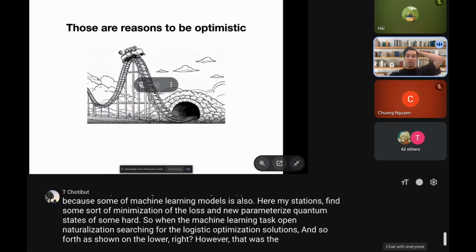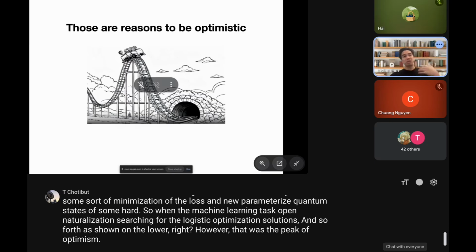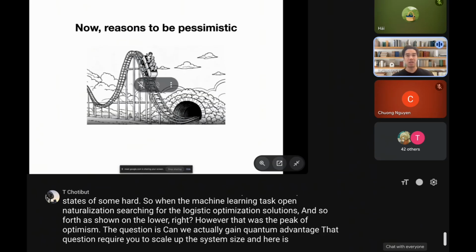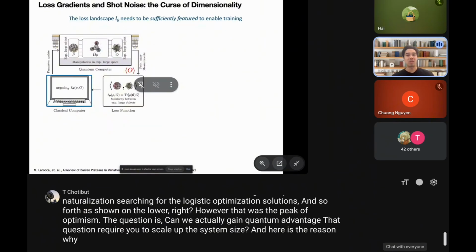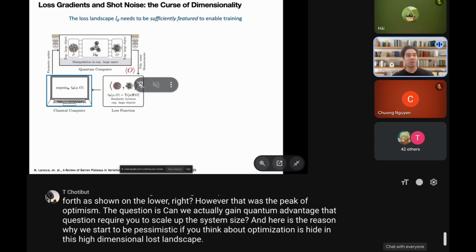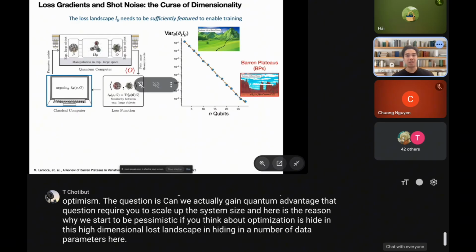However, that was the peak of optimism. The question is, can we actually gain quantum advantage? That question requires you to scale up the system size. And here is the reason why we start to be pessimistic. If you think about optimization in this high-dimensional loss landscape, high-dimensional in the number of parameters, here are examples of what people show.